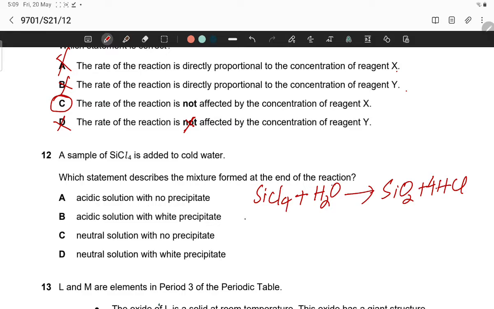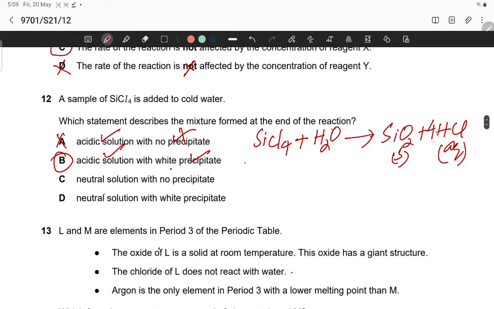Acidic solution with no precipitate. An acidic solution is formed but there is a precipitate, because silica exists in solid state, and this is aqueous. Acidic solution with white precipitate, yes. This is correct. So option B is correct.